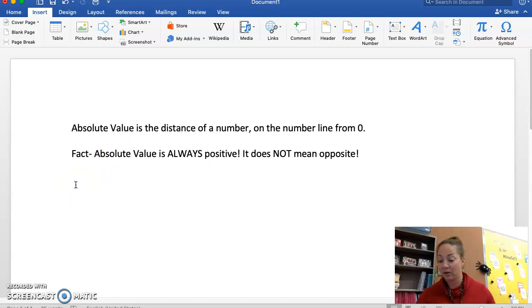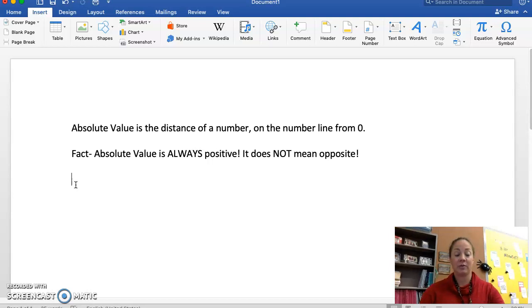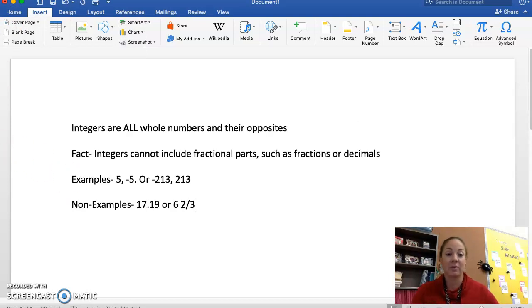So let's see here. An example could be that you are given the absolute value of -3. The absolute value of -3 would be +3. The absolute value of +7 would be +7. A couple of non-examples could be that the absolute value of -3 is still -3, or the absolute value of 25 is -25. Those are your non-examples because absolute value has to be positive.